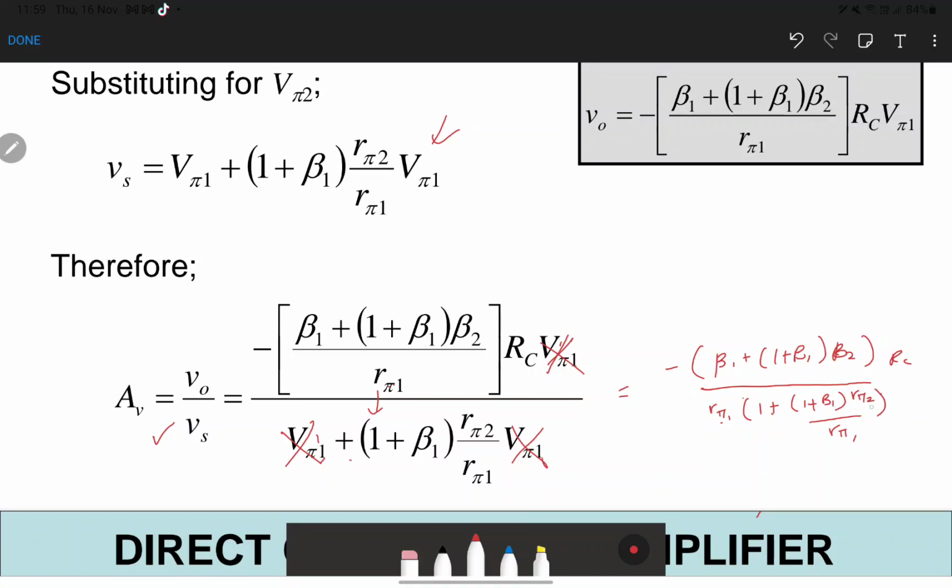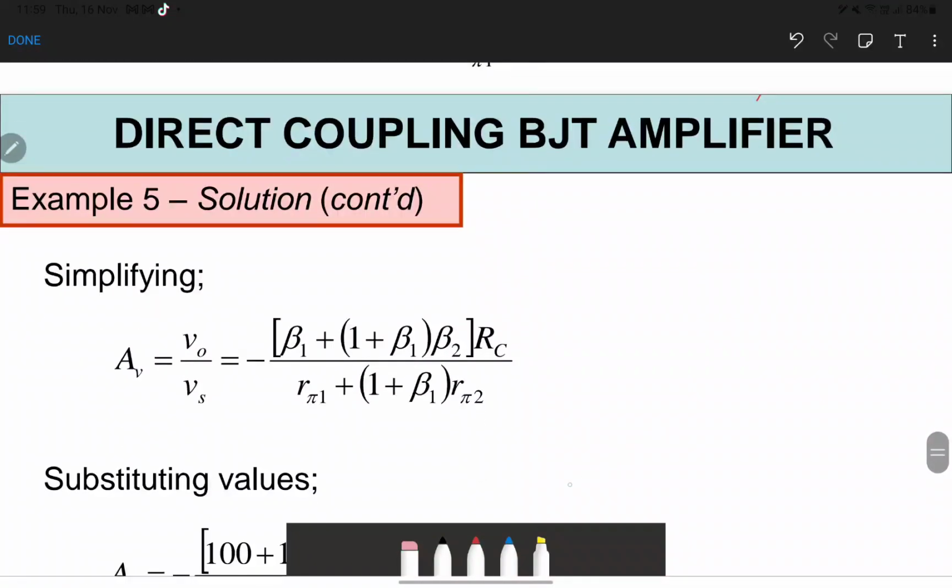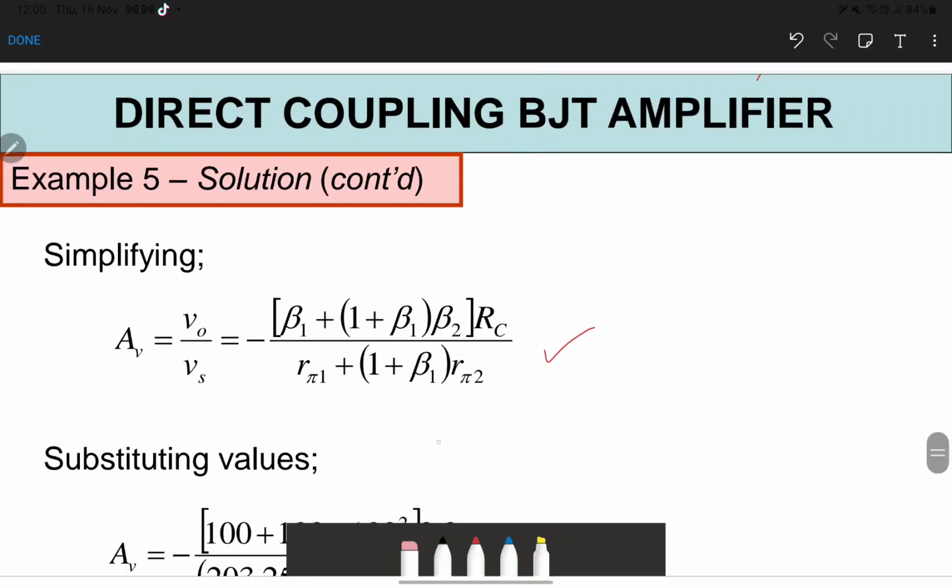Okay, sorry. We eliminate V pi 1 and bring R pi 1 down. So R pi 1 times (1 plus beta 1) R pi 2 over R pi 1. Later on you can cancel the R pi 1 here. And finally, your V out over Vs becomes this equation, and just plug in the values. All those values you already have.